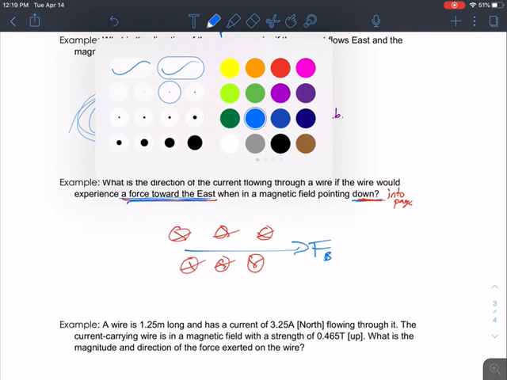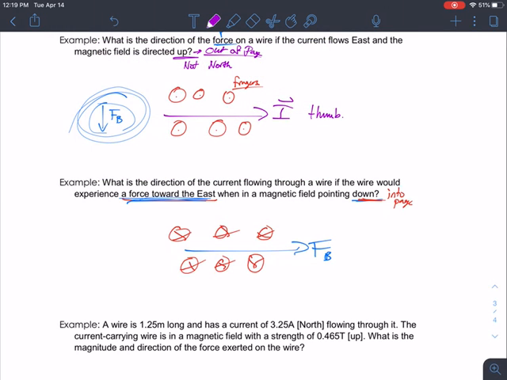I should change these examples. It's always down. The answer's not always down, okay? Don't get that from these examples. The answer's not always down, but it is this time. But you can always set up your hand to see: the force is out of your palm, your fingers are down into the page, and we've got the direction of down, okay?